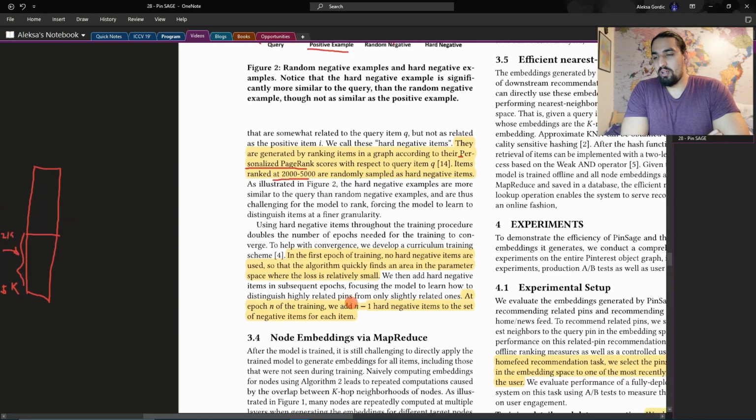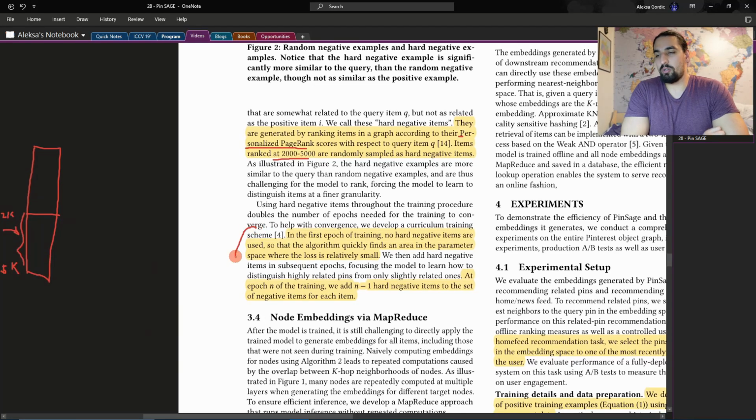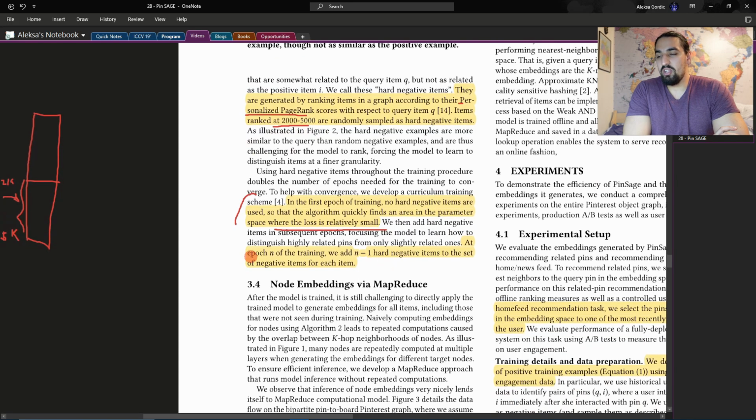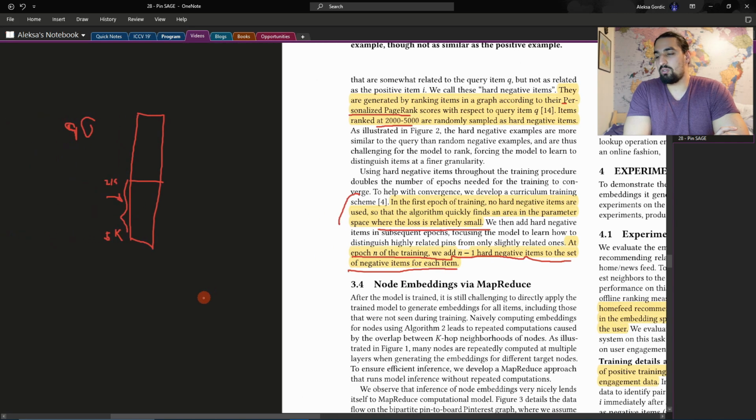And for this part, it tells us about the curriculum learning. So in the first epoch of the training, no hard negative items are used, so that the algorithm quickly finds an area in the parameter space where the loss is relatively small. At each epoch n of the training, we add n-1 hard negative items to the set of negative items for each item. So that means in epoch 2, they'll be adding 1.